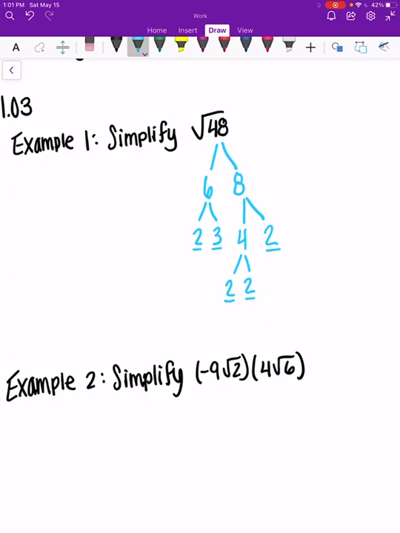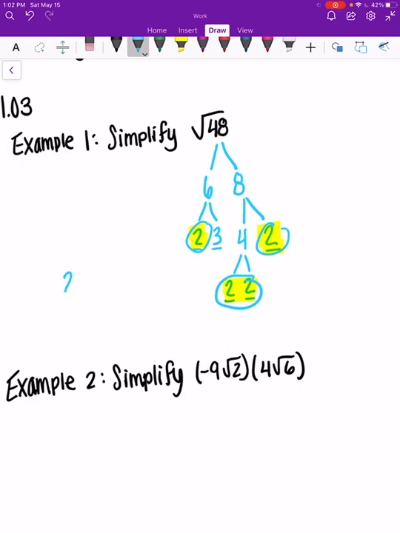So now what we want to do is look for pairs of the same number. So for example, I have two 2s right here. And I have two 2s, one here and one here. So it sounds weird, but I have two 2s. So what that means is I'm going to take that out of the square root. So I'm going to take one 2 out and that pair of 2s.